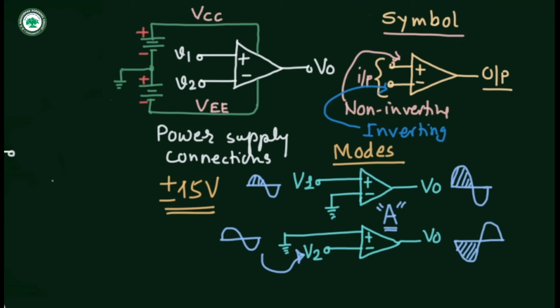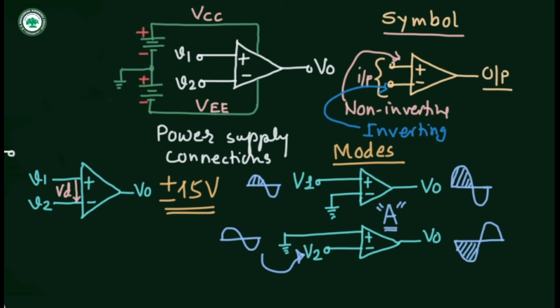The third mode of operation is considered like this. We apply both the inputs, V1 and V2, plus and minus, non-inverting and inverting input, and we take the output at the output side. The difference between these two, V1 minus V2, we call it VD.